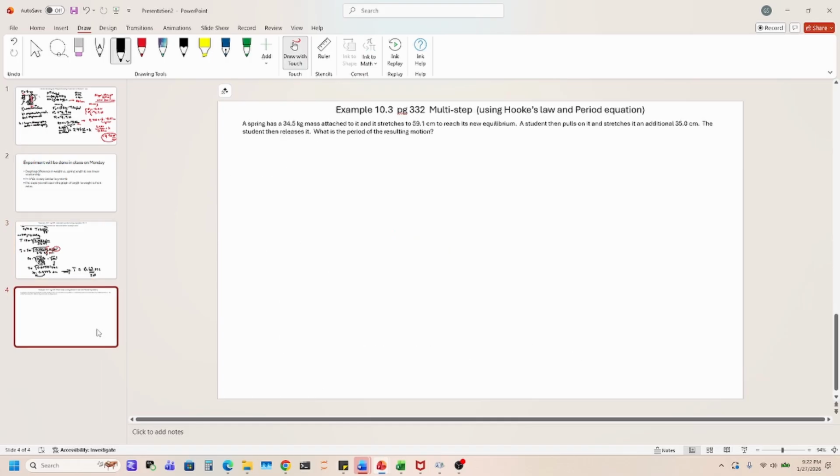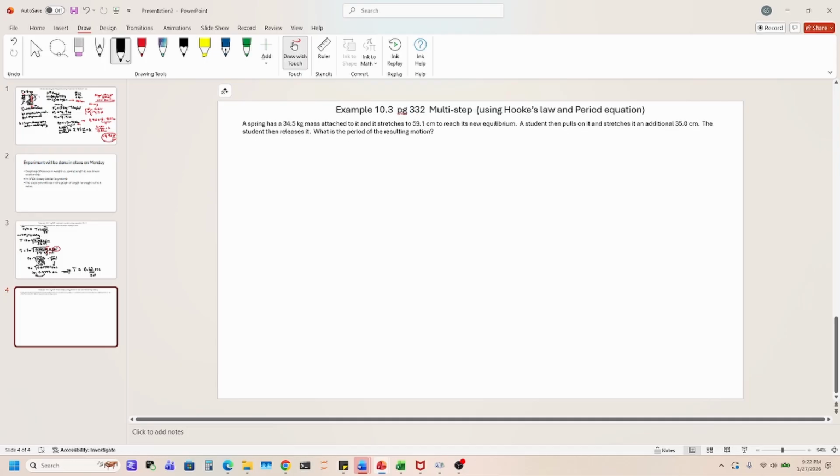On to the next example, you can find this on page 332. It's a multi-step. So we're going to use all of the equations that we have covered so far in the textbook. It's example 10.3. It's a multi-step. We're using Hooke's law and the period equation.